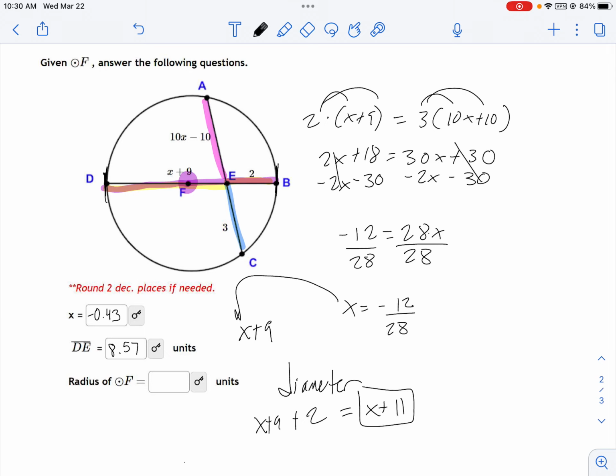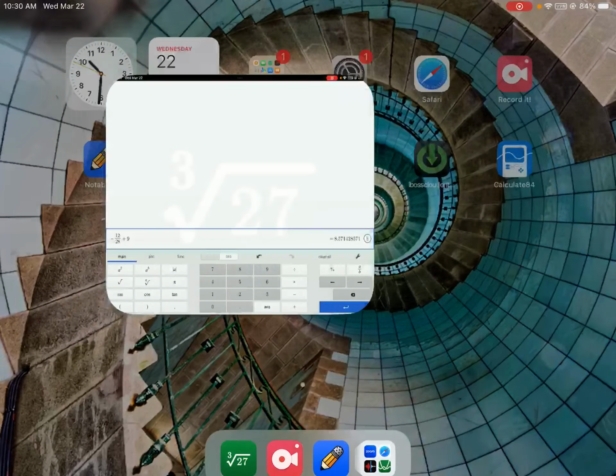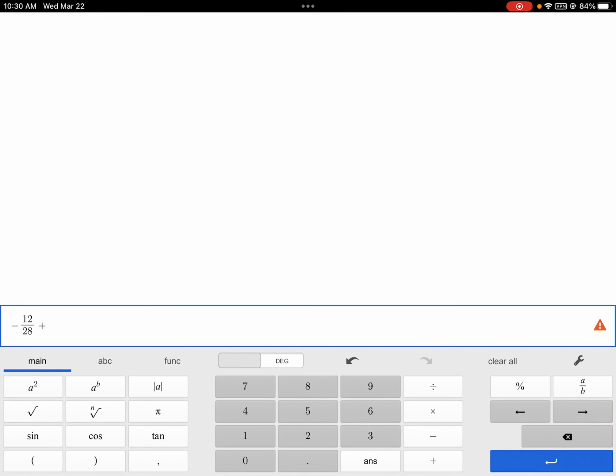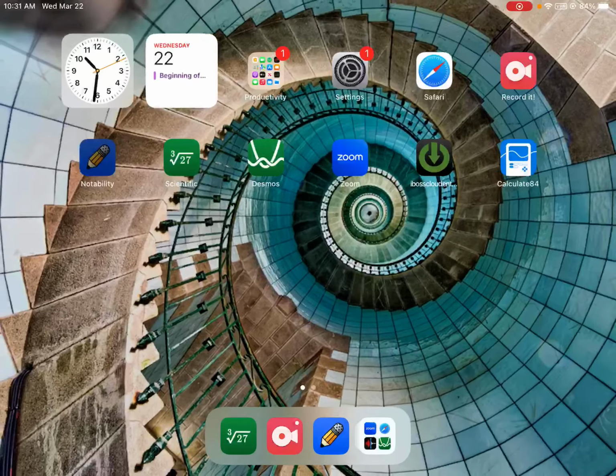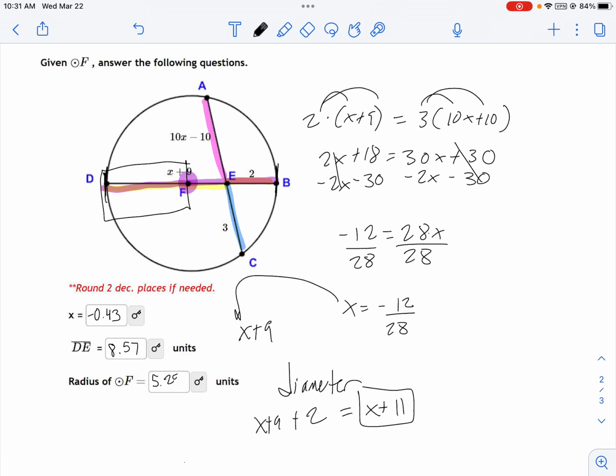Well, if the diameter is x plus 11, how does the diameter relate to the radius? If the diameter is the whole thing, then the radius is only half of it. So all we have to do is say, you know the diameter is your x value, which is negative 12 over 28, plus 11. And that is your diameter. If we take that value and halve it, then that is the radius. That means your radius here is 5.2857, and so on and so forth. Rounding to the second decimal place is 5.29. And that is it, 5.29. That would be your radius.